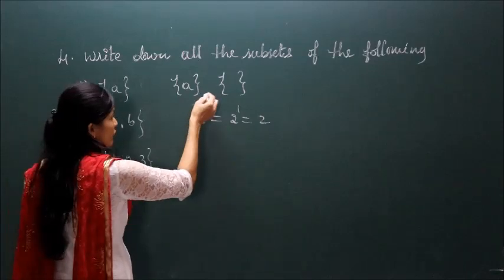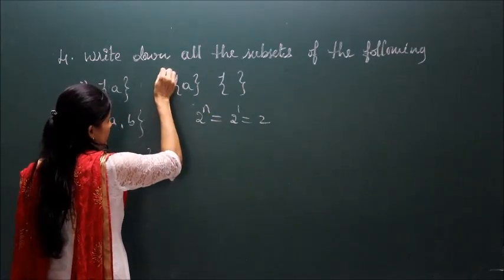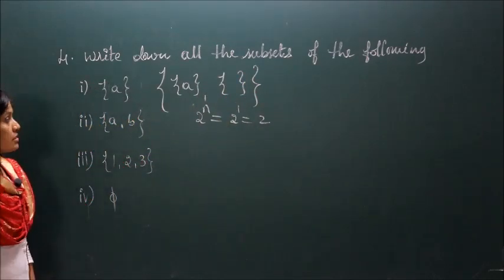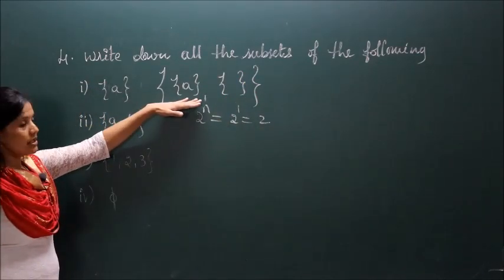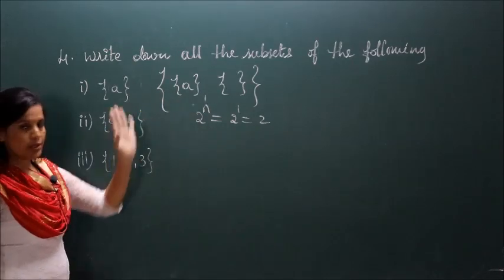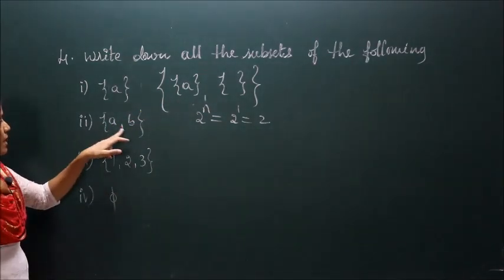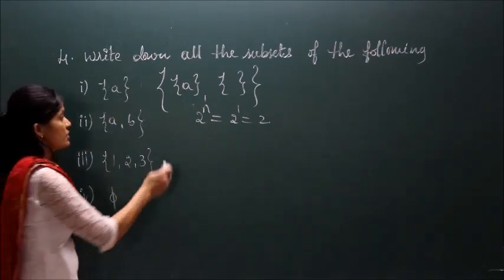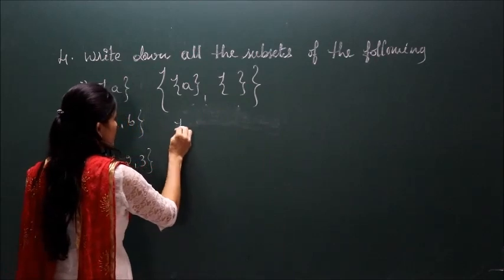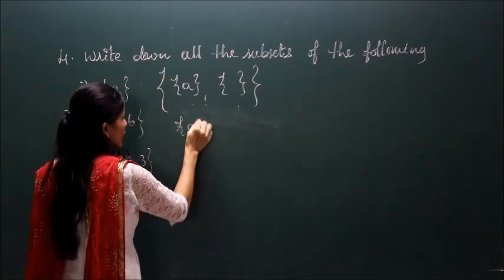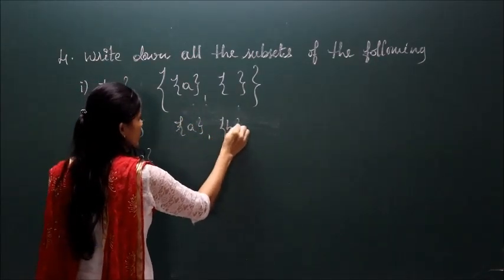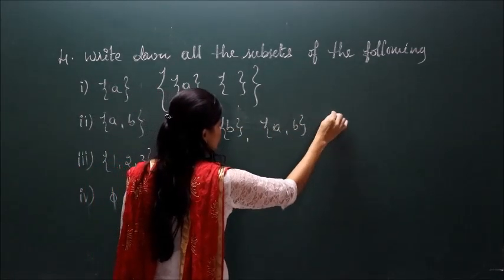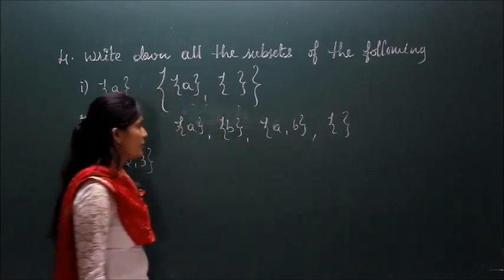So, you have to write the possible subsets like this. Otherwise, you can put a comma and write it, not a problem. Here you see A comma B. How many possible subsets? 2 to the power 2. It is 4 possible subsets. So, which are those 4 possible subsets? One is A, another one is B, the other one is the set itself, and another one is the null set. These are the possible subsets.